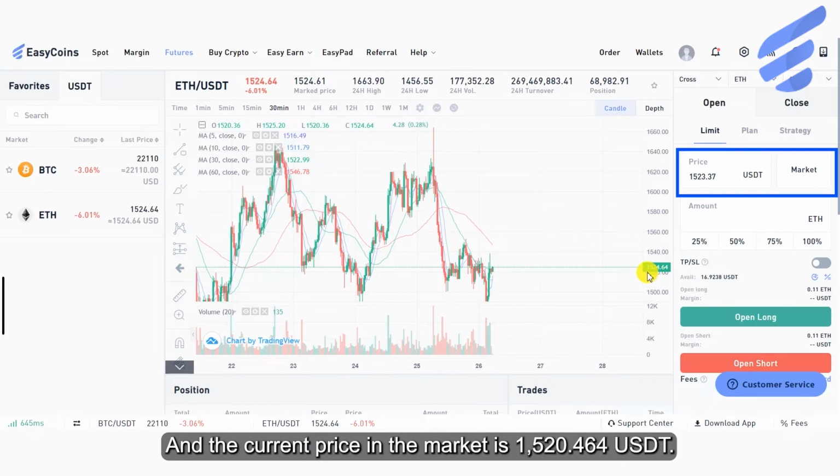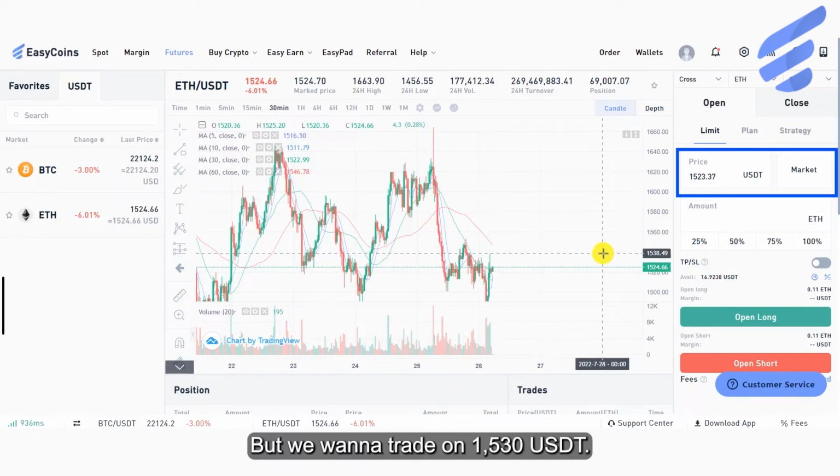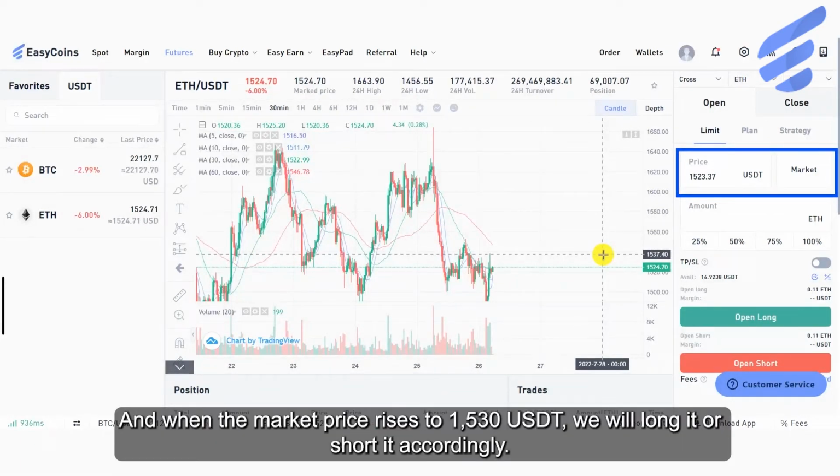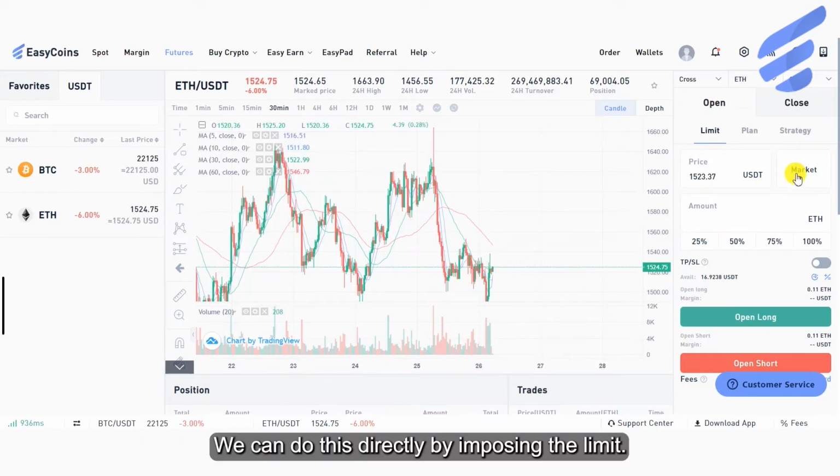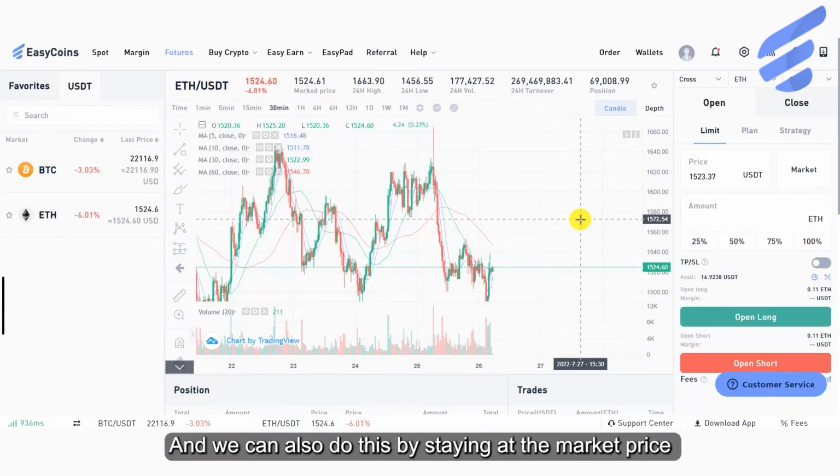Let's suppose there is a lot of fluctuation in the market prices, and the current price in the market is 1,520.464 USDT, but we want to trade at 1,530 USDT, and when the market price rises to 1,530 USDT, we will long it or short it accordingly. In the trading world, long means to buy and short means to sell. We can do this directly by imposing the limit, and we can also do this by staying at the market price.